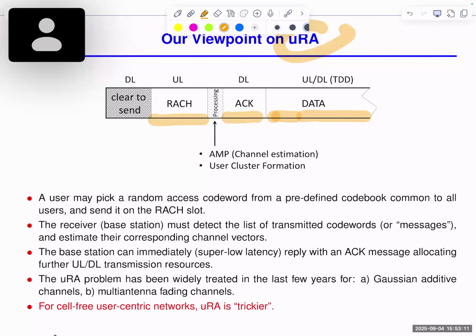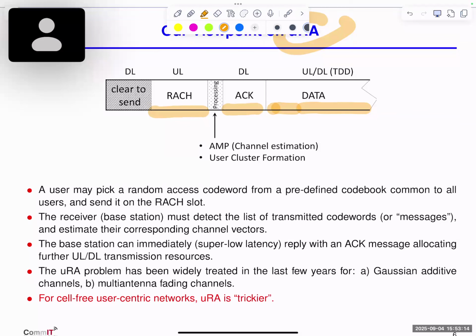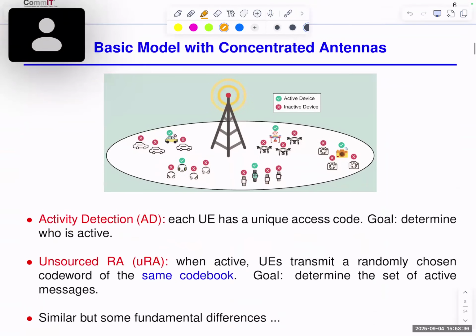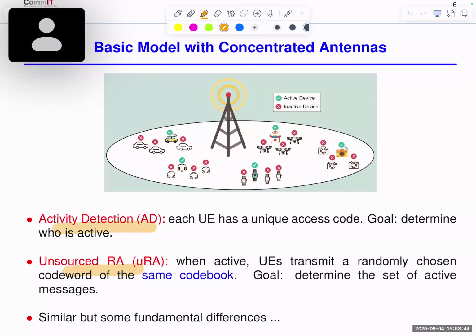And it's interesting that this sort of information theoretic framework matches almost perfectly this idea of two-step random access. So it's one case where the theory came up with some kind of abstract problem that somehow is a perfect match with what actually is the real system. So this problem has been studied quite a bit within two variants. Some people call it activity detection, some people call it unsourced random access.